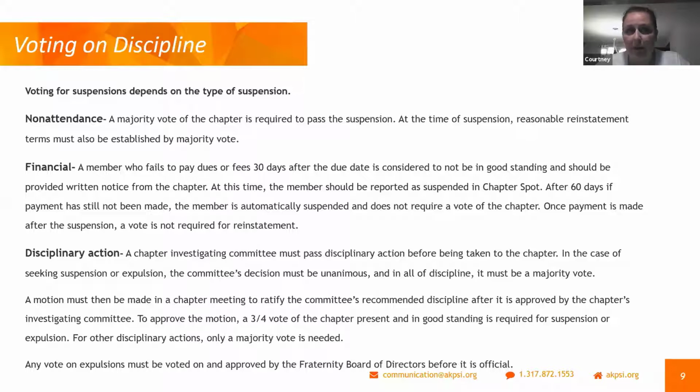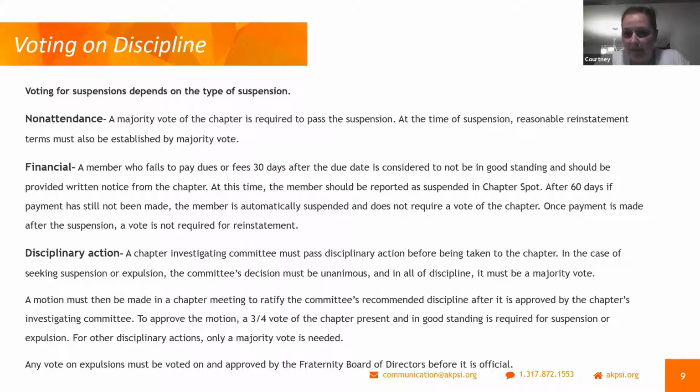So, for example, if someone is not attending meetings and events, a reasonable reinstatement term would be like do 5 hours worth of community service, not 500 hours of community service. Again, your CERC is going to work through that and look through it on ChapterSpot when you put the terms in, and if you have questions, they'll be able to answer them.